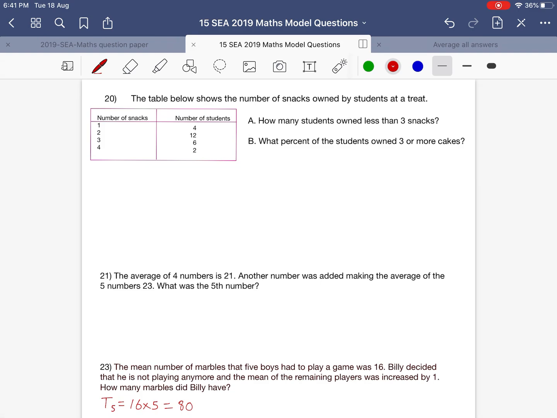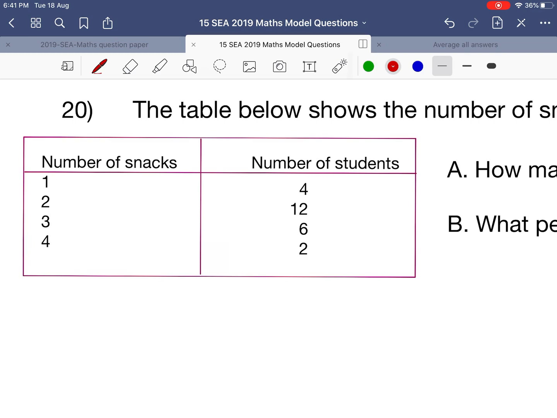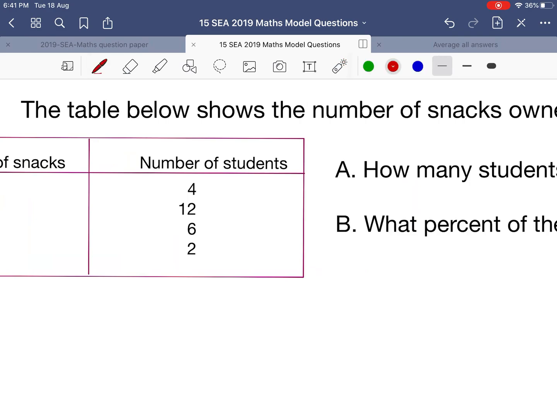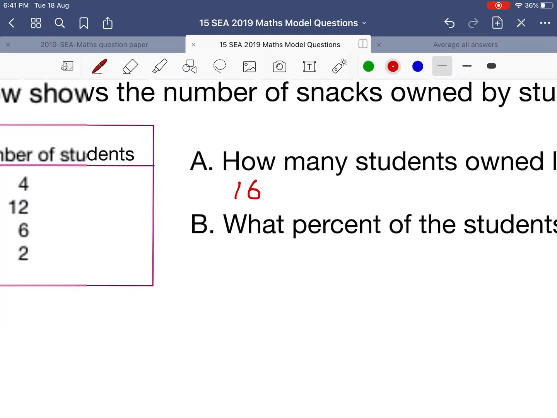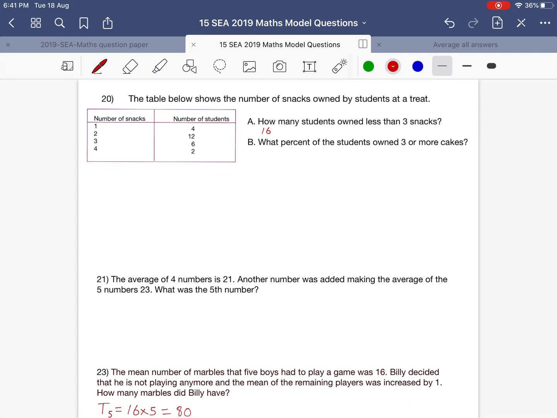Number 20. How many students owned less than 3 snacks? So here we can see less than 3 will be 2 snacks or 1 snack rather. That will be 4 or 12. So 4 plus 12 is 16. So that's 16 students.